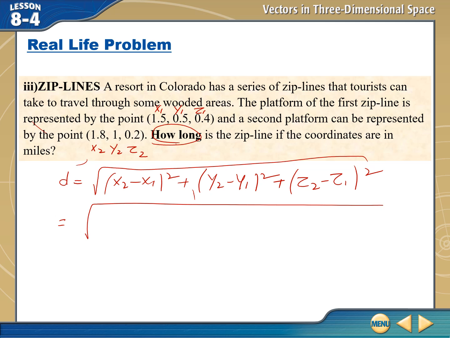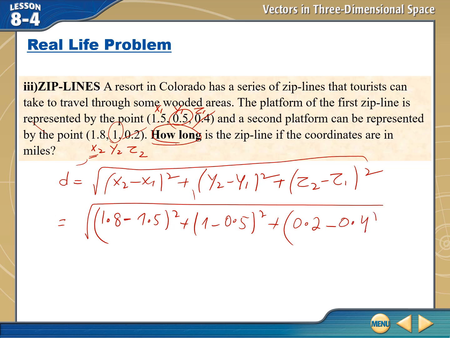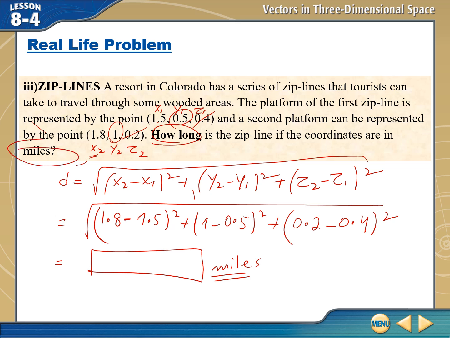Now replace the values. So what is our x2? Our x2 is 1.8 minus what is our x1? 1.5 whole square plus what is our y2? y2 is 1 minus y1 is 0.5 whole square plus z2 is 0.2 minus z1 is 0.4 and whole square. So write this as it is in the calculator and get the answer. The answer will be represented in miles because they are asking you to find the zip line's length in miles.